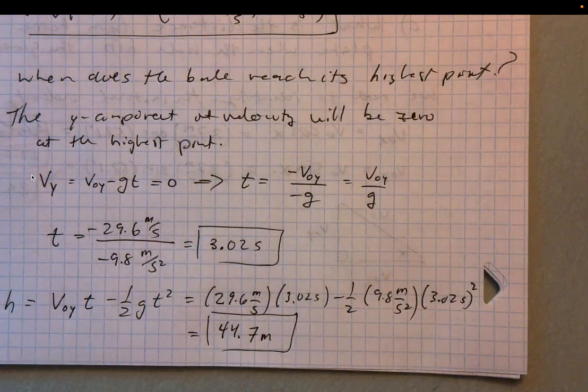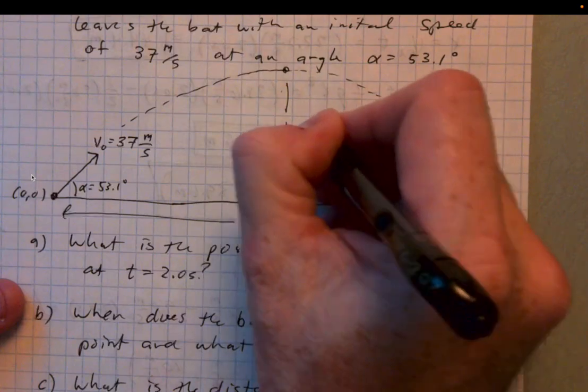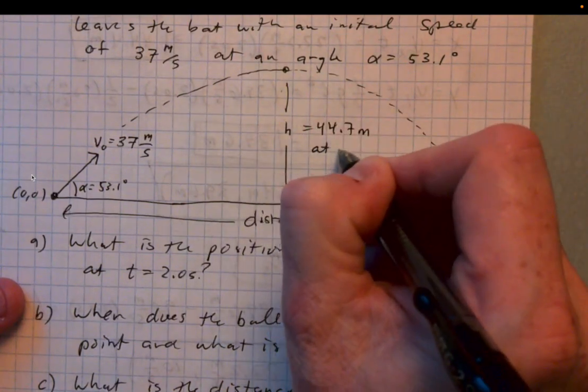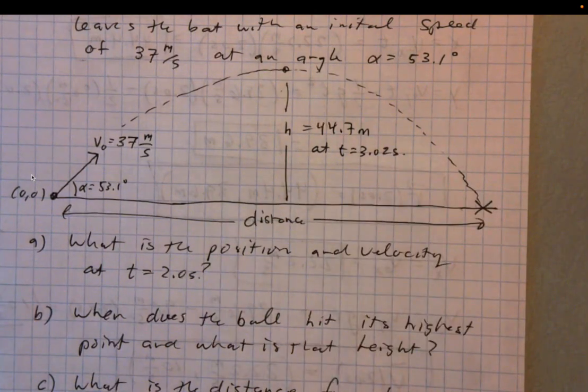Okay, and so the maximum height of the ball's trajectory is 44.7 meters. So this would be 44.7 meters, and that's going to happen at t equals 3.02 seconds. Okay, very cool.